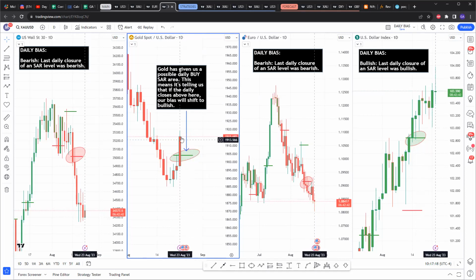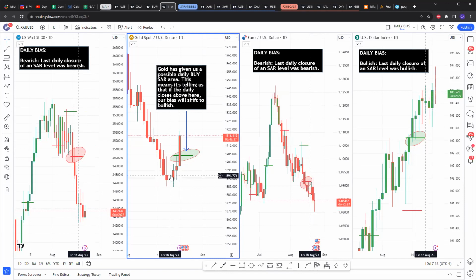So you could have saved yourself drawdown right here if you're trading using bots, and then just said, I'm not trading today. I'm going to wait and see if this daily closes above there. And looks like this daily is going to close above this buy SAR. And at that point, you turn on your bot again and you just do buys only for gold.